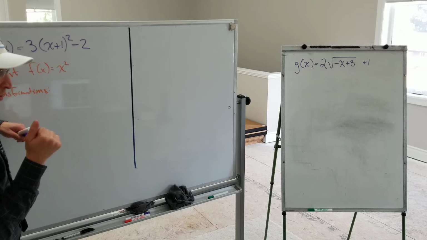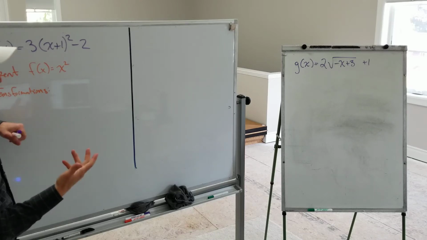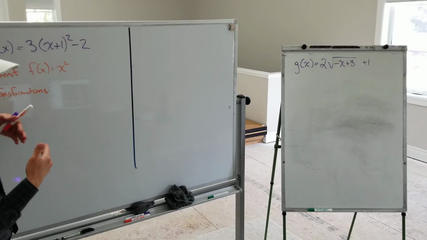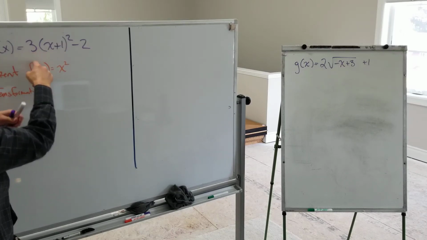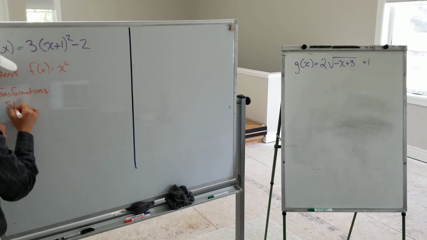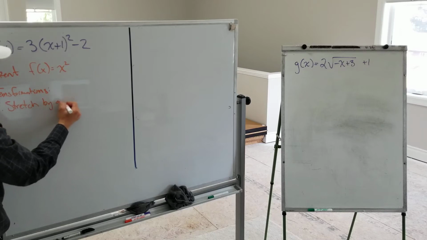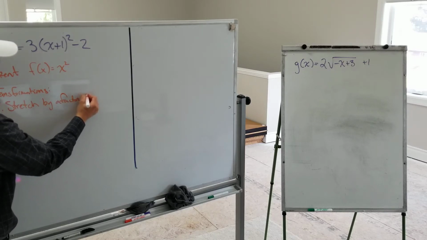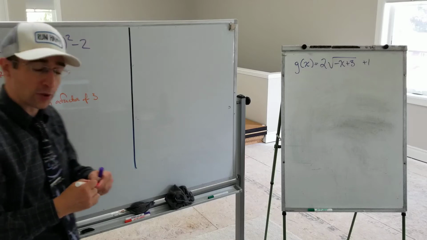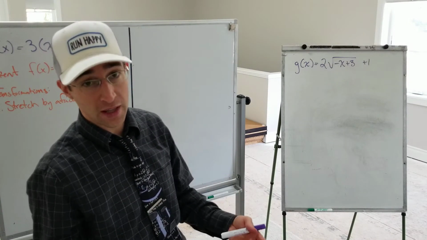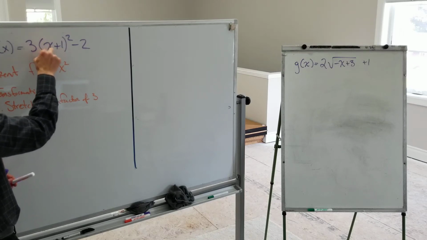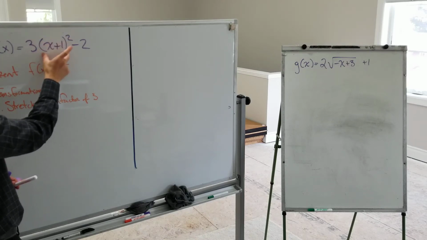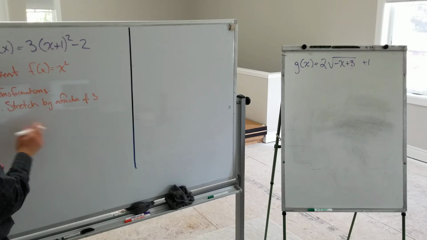What we want to do is we talk about stretches and reflections first, and then the shifts or translations. So we're going to say, are there any stretches or reflections? Yes, there's a stretch. So we have a vertical stretch by a factor of 3. You could also say vertical dilation by a factor of 3. That would work. There's nothing affecting the x multiplication-wise on the inside of the function, on that x plus 1. So that's it for our stretches.